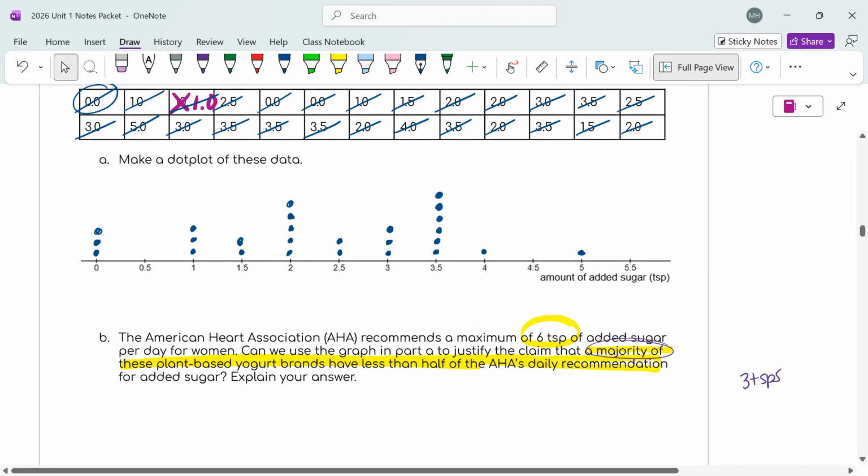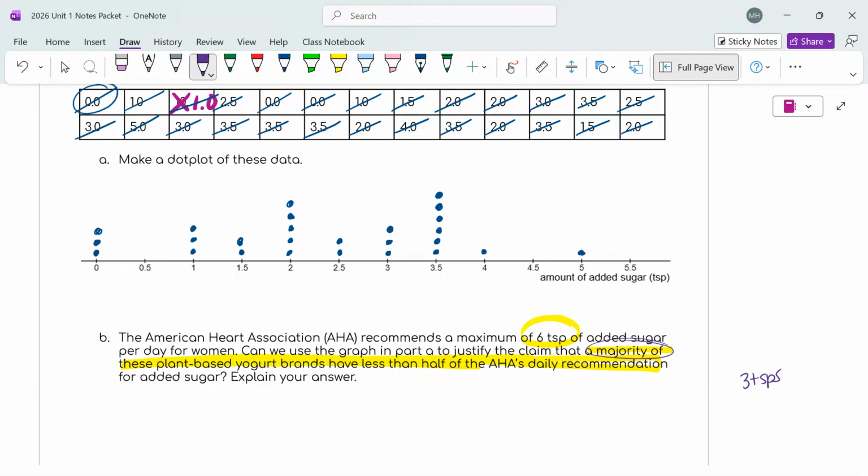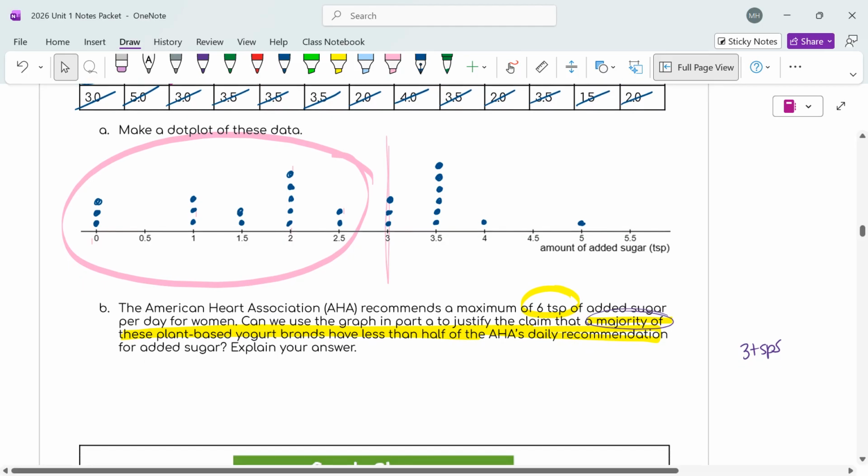So there are 2, 4, 6, 8, 10, 12, 14, 16, 18, 20, 22, 24, 26. Here's where the 3 are. So are more than half of the dots less than 3 teaspoons? Yes. 1, 2, 3, 4, 5, 6, 7, 8, 9, 10, 11, 12, 13, 14, 15. So I would say yes, more than half of all the dots are less than 3 teaspoons, which we could use to make our justification.